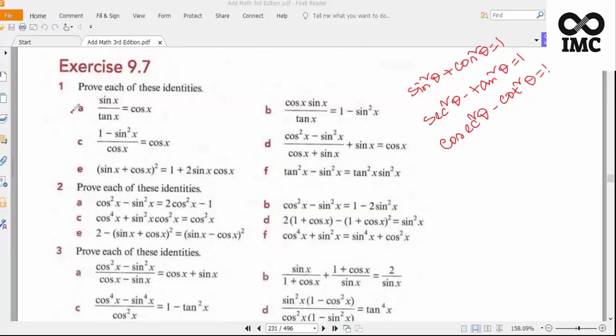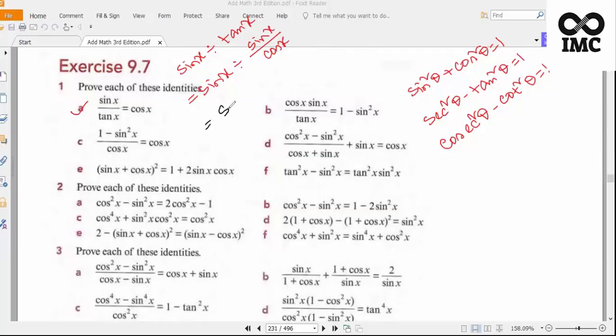Here, question number 1a. Sin x divided by tan x equal to cos x. We need to prove it. So here we know that tan x equal to sin x by cos x. So sin x divided by tan x, this is the left hand side. Then we can write sin x divided by, instead of tan x, sin x by cos x.